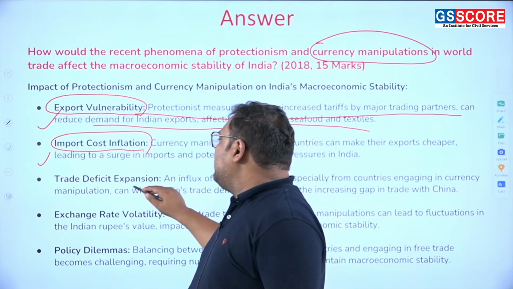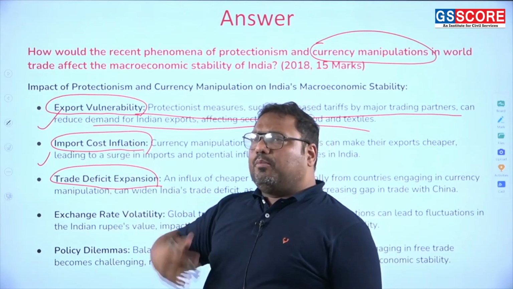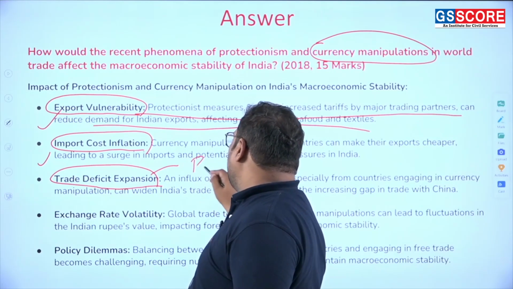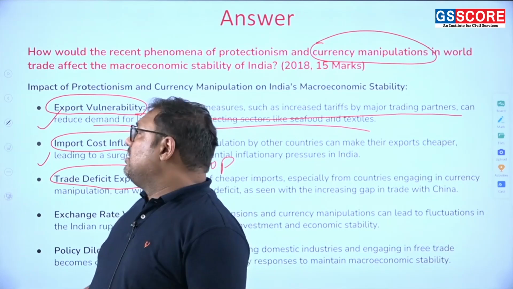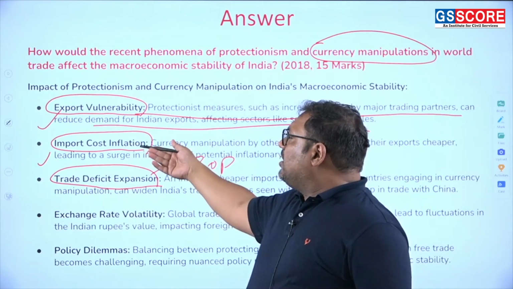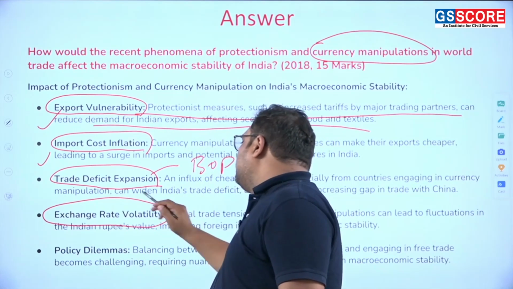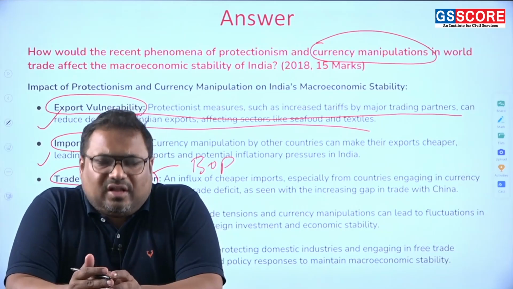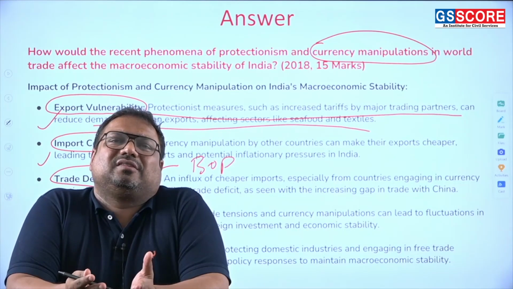Then there is trade deficit expansion. Our exports will reduce. Meanwhile, imports can't reduce. So there is a trade deficit problem, which is further a BOP problem. Then together, if there is imported inflation and there is a trade deficit, it will also decrease the value of the rupee. So these are the challenges for India's macroeconomy. And today also we face those challenges.